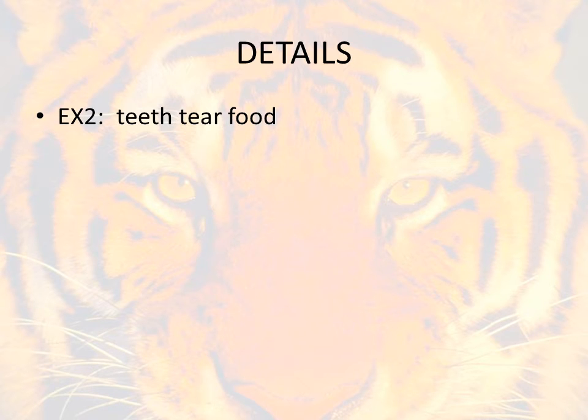All right, let's go to example 2. Go ahead and write down teeth tear food. So your teeth are tearing food. All right, same thing as before. Let's figure out if this is a physical change or a chemical change and back it up with a reason. Go ahead and pause the video, write down your answer, and we'll see how close you get.